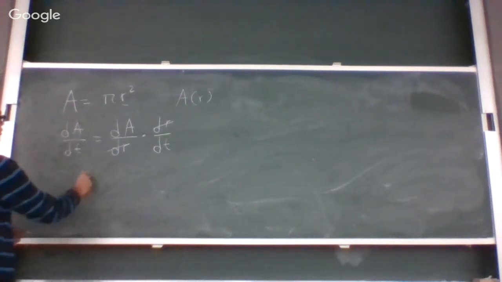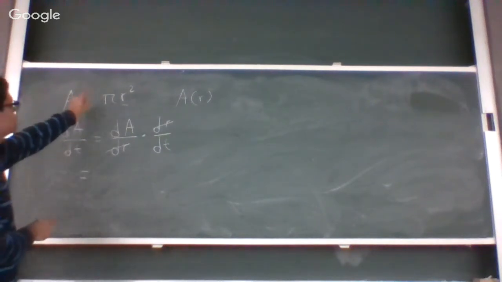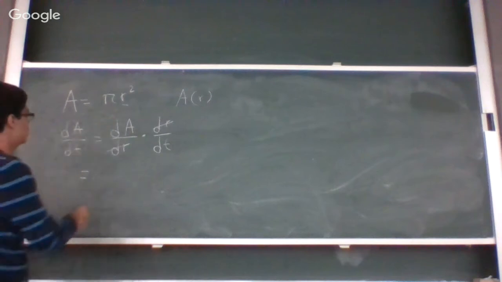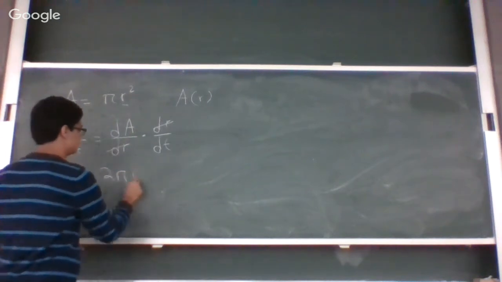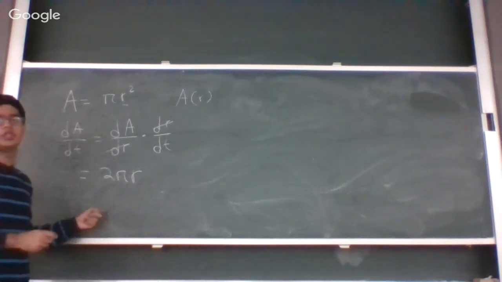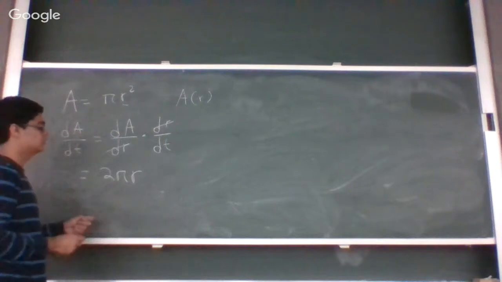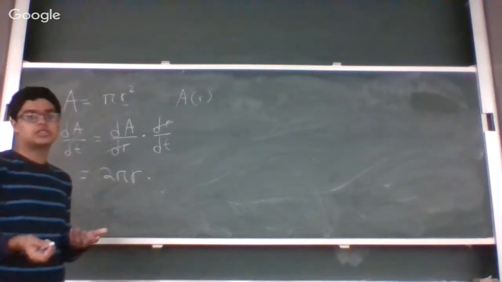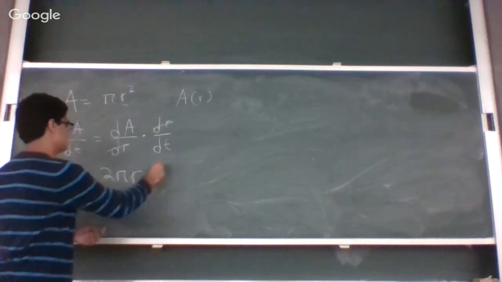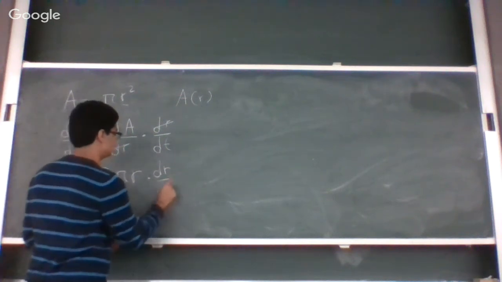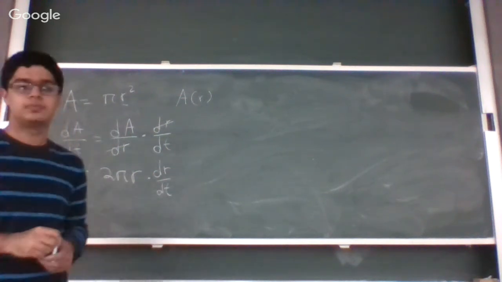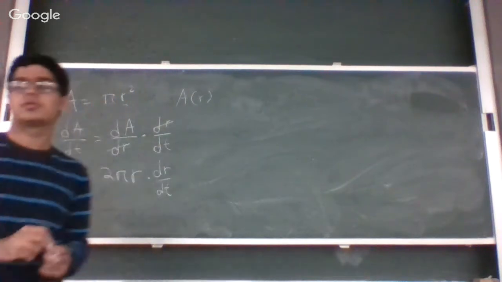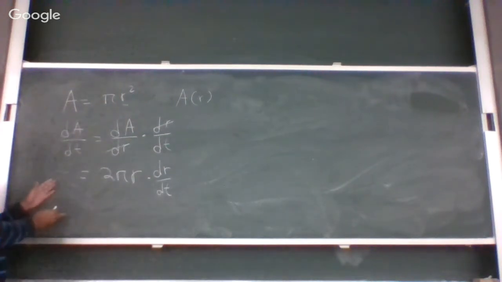So this is equal to taking the derivative of A, since it's with respect to r, we get 2 pi r. But then we need to do r with t, so that's times dr dt or r prime. We'll just do dr dt. So this would be your little answer for this.